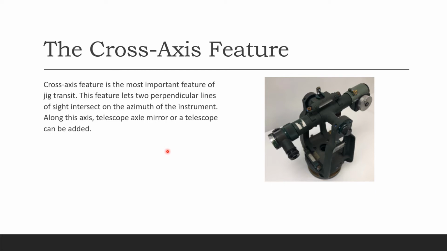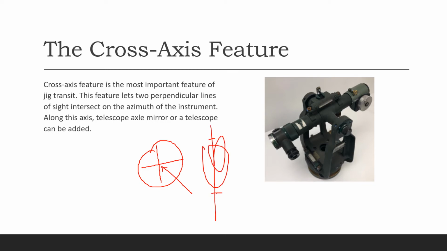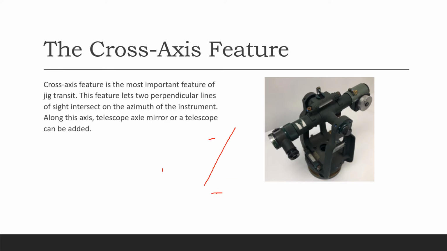Alright, so the next one is your cross-axis feature. So here you can see the cross-axis feature is a really important feature in JIG transit, right? So this little thing that you saw, okay, and we already looked at a new base, and then there's your instrument, and then we have our axis right there if you remember the previous. Alright, pitch hole. So we're gonna take a look at that cross-axis.